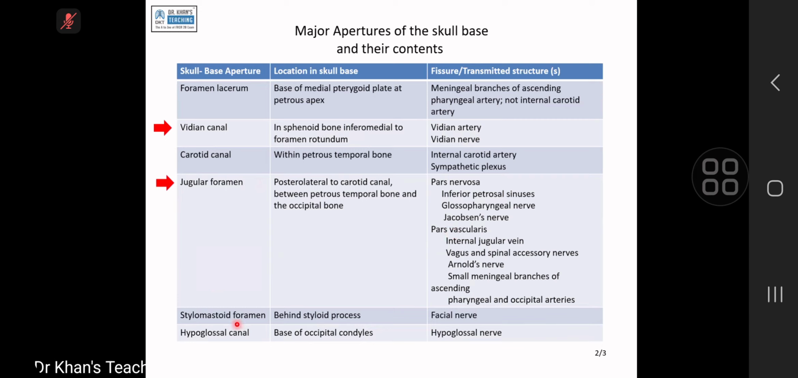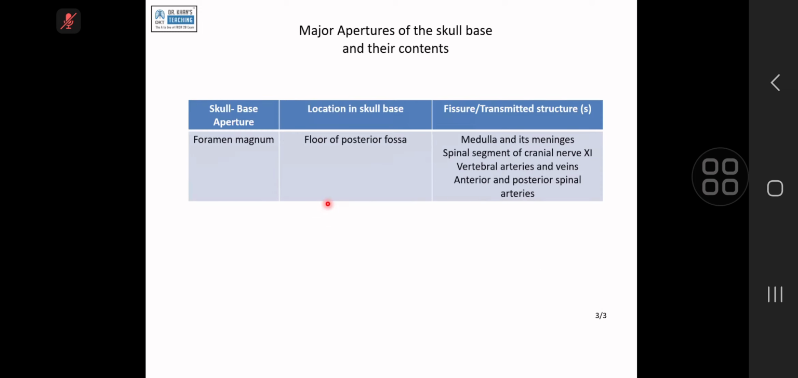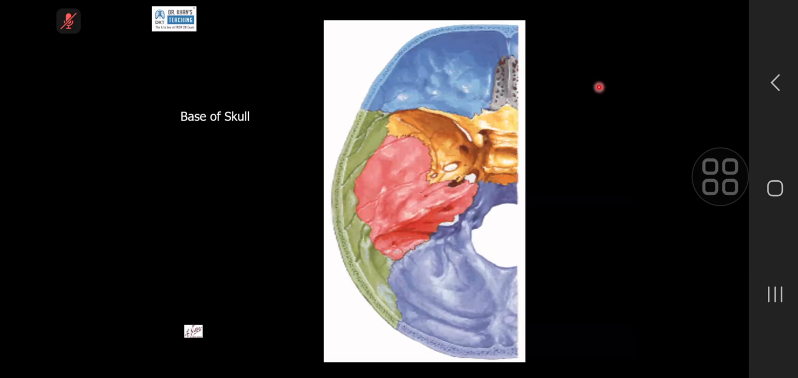The hypoglossal canal is important for the exam, even for part 1, it's very important. I'll show you the hypoglossal foramen. So these things you have to remember. Now we come to the base of the skull. The base of the skull is made up of 5 bones. Three of them are midline, so single, and two of them are paired.